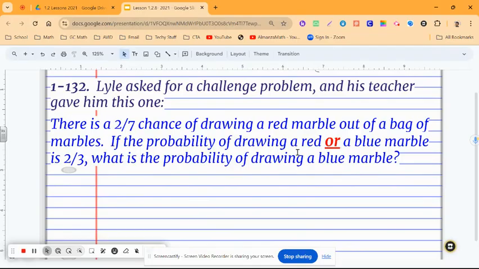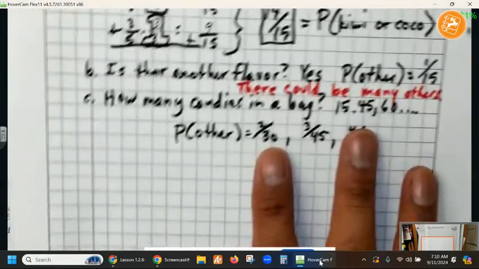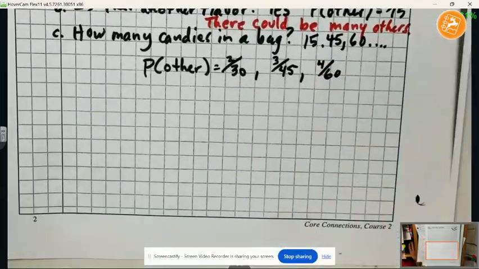Lyle is asking his teacher to give him a challenge problem. And here's what his teacher said. There's a 2/7 chance of getting a red marble out of a bag of marbles. And if the probability of getting a red or a blue marble is 2/3, what's the probability of drawing a blue marble? This one is kind of challenging, so let's go ahead and investigate that.